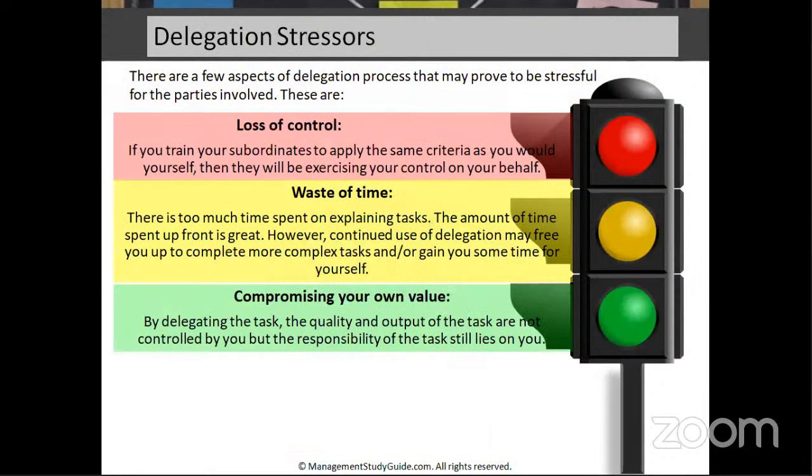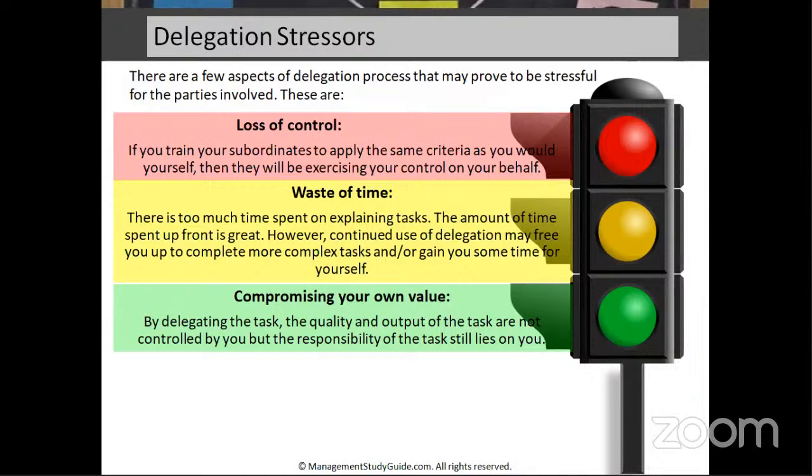Delegation stressors. We have loss of control, waste of time, compromising your own value. Loss of control. If you train your subordinates to apply the same criteria as you would yourself, then they will be exercising your control on your behalf. So people don't want to have loss of control.